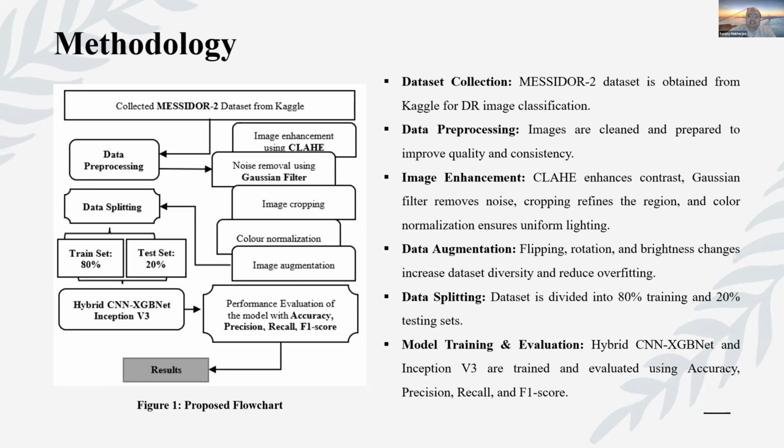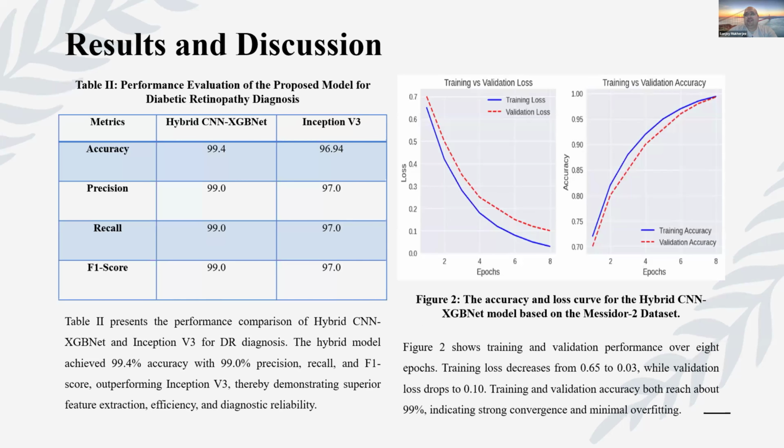Okay, that's a standard thing. I did not explore if there is anything I can do over here. Then what I did is I trained two models. One is Inception V3, and another one is the hybrid CNN XGBNet. The hybrid model extracts features using CNN and classifies them using XGBoost for improved decision making. So this is the overall methodology that I have used, and now I am coming to the results.